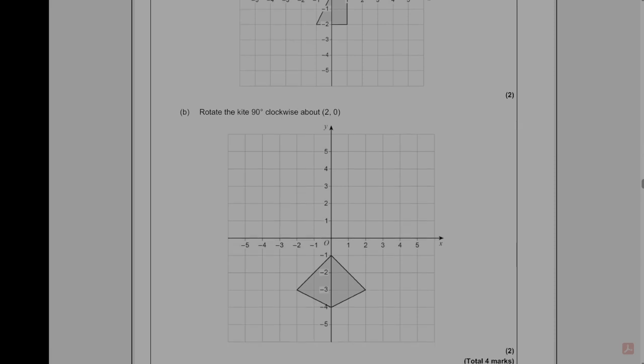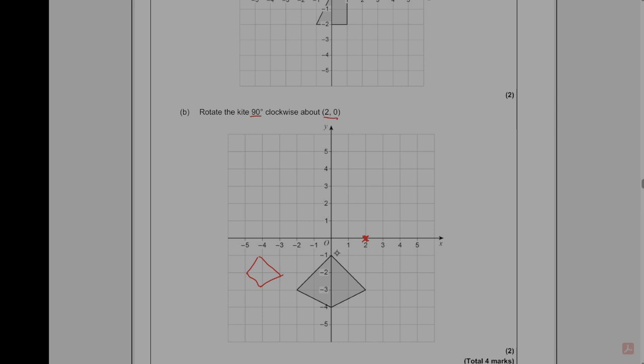Part B, rotate the kite 90 degrees clockwise about the point (2, 0). So I'm going to mark the point (2, 0) first of all, and then I'm going to think about the orientation. So if I imagine, and you can use tracing paper to help you with this, if I imagine spinning that 90 degrees clockwise, just sketching it, it would kind of look like that. So that point would point in that direction. So I'm going to have that orientation.